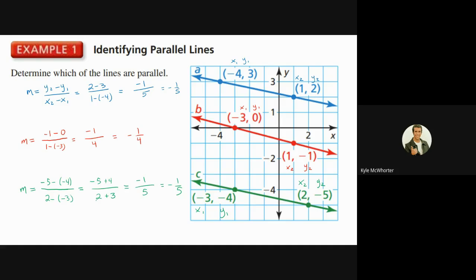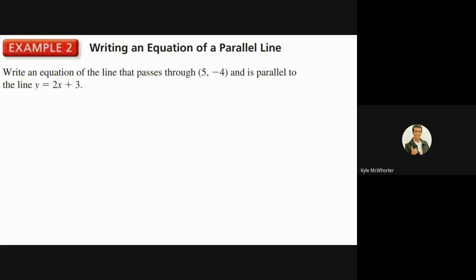So which of the lines are parallel? A and C have the same slope. So I'm going to change colors. Lines A and C are parallel, because they both have the same slope of negative 1/5. All right.